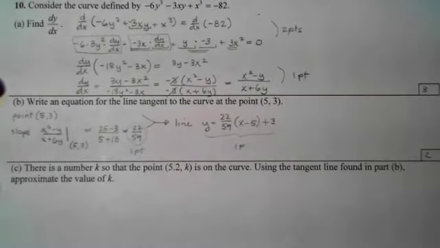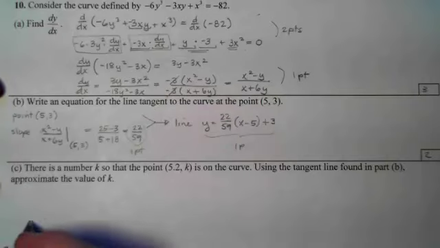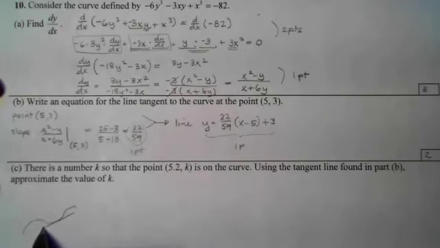Okay, so part C says there's a number k so that the point (5.2, k) is on the curve. Using the tangent line, we want to approximate the value of k. So what we're thinking about here graphically is, let's say we have some function and then we have a tangent line to that function. Well, if this tangent line happens at (5, 3), and then I move 0.2 away, so this is obviously not to scale, but we can kind of see, here's my 5.2 that's on the curve and on the line.